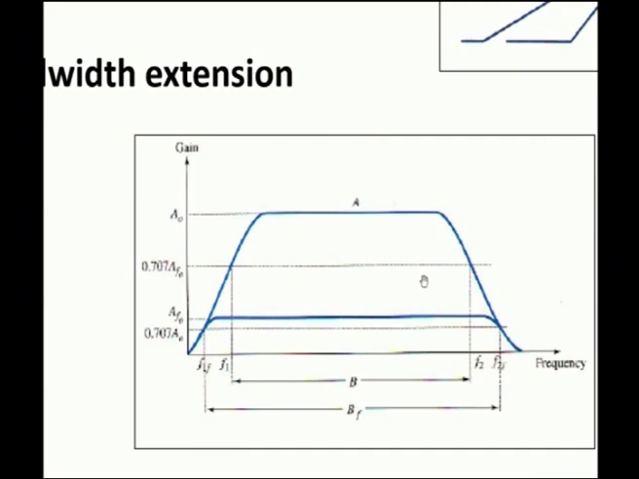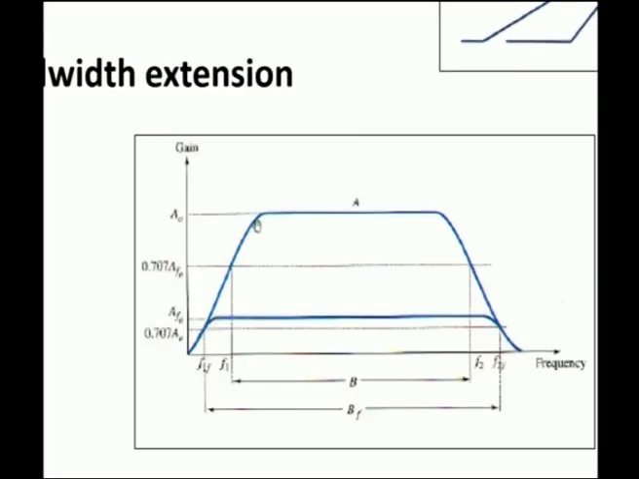So, now what happens if the negative feedback is given? The gain is reduced. Just now we have seen A by 1 plus A beta, where 1 plus A beta is the factor by which the gain without feedback is reduced if we give a feedback. So, the gain is reduced from this point to this point, and if you compare the bandwidth between these two curves, the bandwidth of the amplifier with feedback is extended.